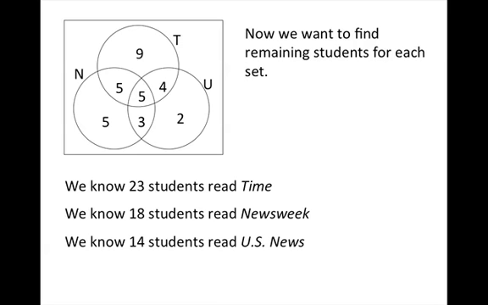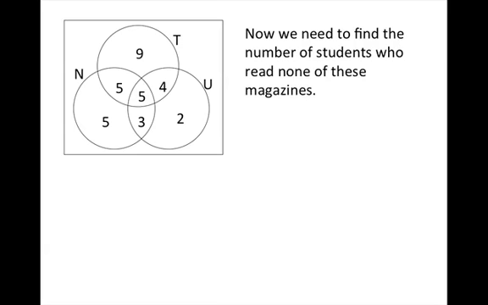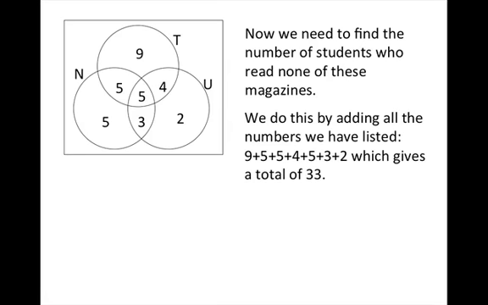I left it blank. If I add all of the elements from all of the boxes, I have the 9 plus 5 plus 5 plus 4 that all came from the Time, and then add the 5, the 3, and the 2, those remaining elements. That gives us a total of 33.